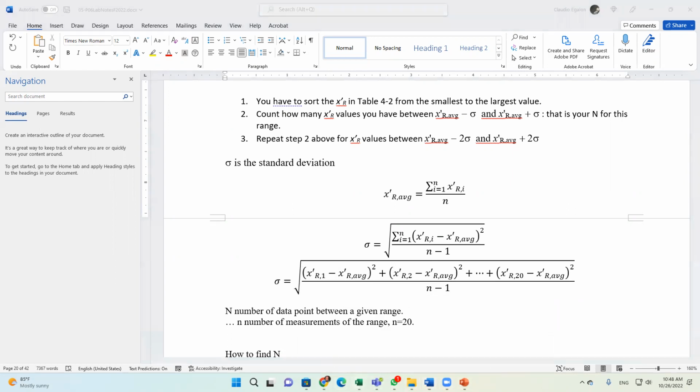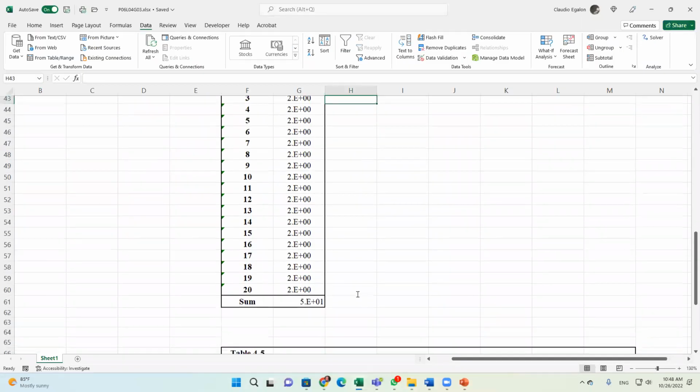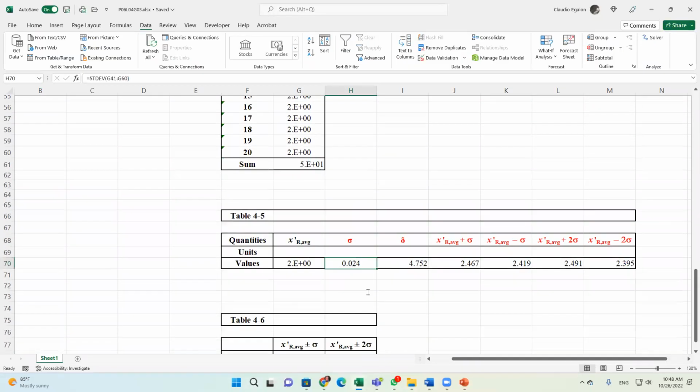Okay, going back to the spreadsheet, we calculate the sigma. Notice that the sigma is very small compared to the average value. The average value is 2, the sigma is 0.024. It's 1/100th of the average. That's how much your data is spreading out from the average.